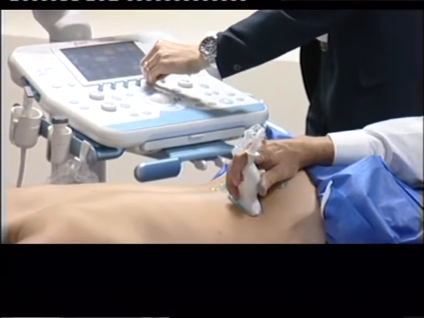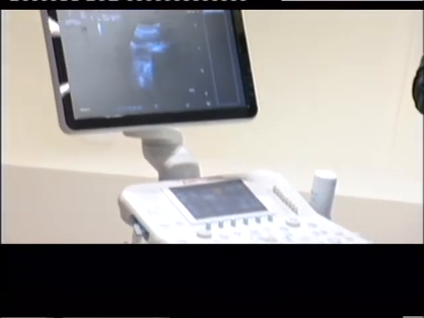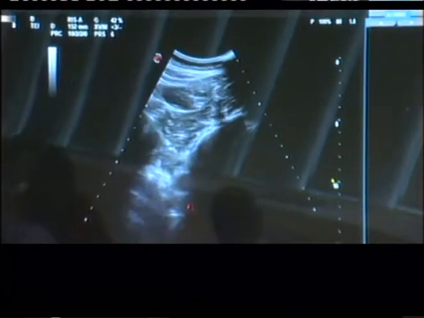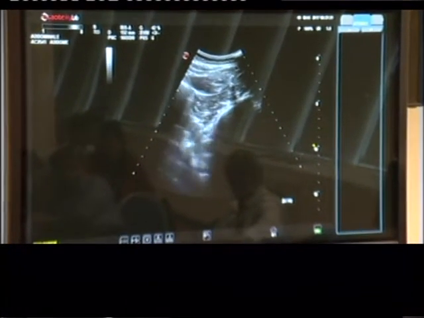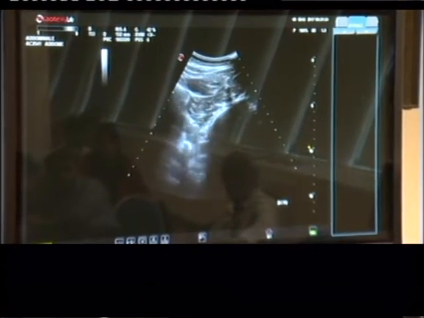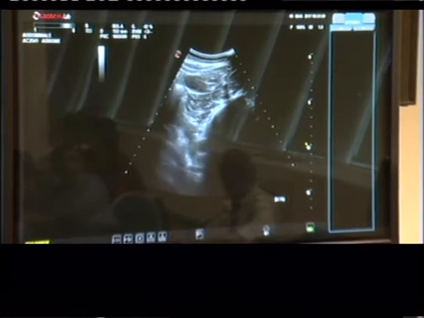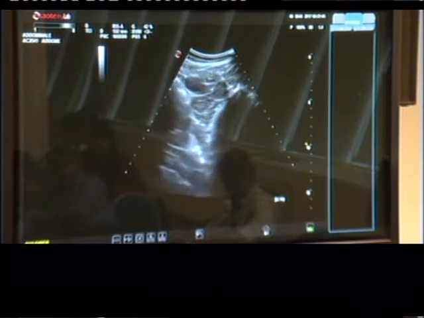And now you can see as I go down, I've got aorta, vena cava. There's aorta, sympathetic chain, psoas muscle, lumbar plexus, quadratus lumborum. And you can see the transverse process.